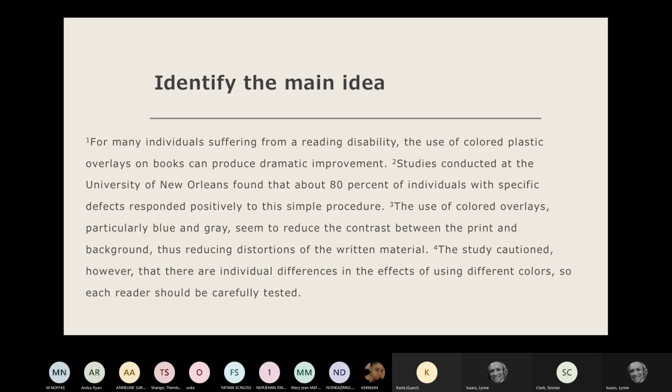In other words, find the topic sentence, and all you have to do is, in the meeting chat, I want you to put the number of the sentence that you think contains the main idea. So you'll see that little number 1 there for the first sentence, that little number 2, 3, and 4. I'd like you to just write the number that contains the main idea in the meeting chat.